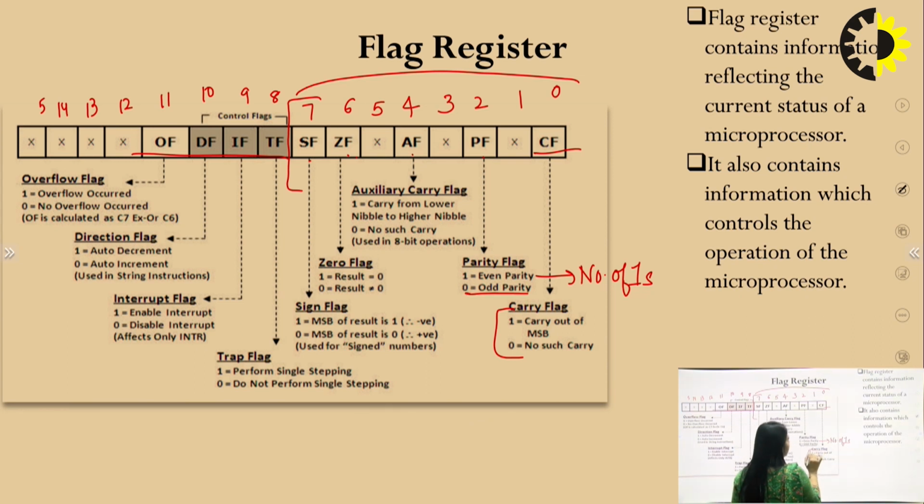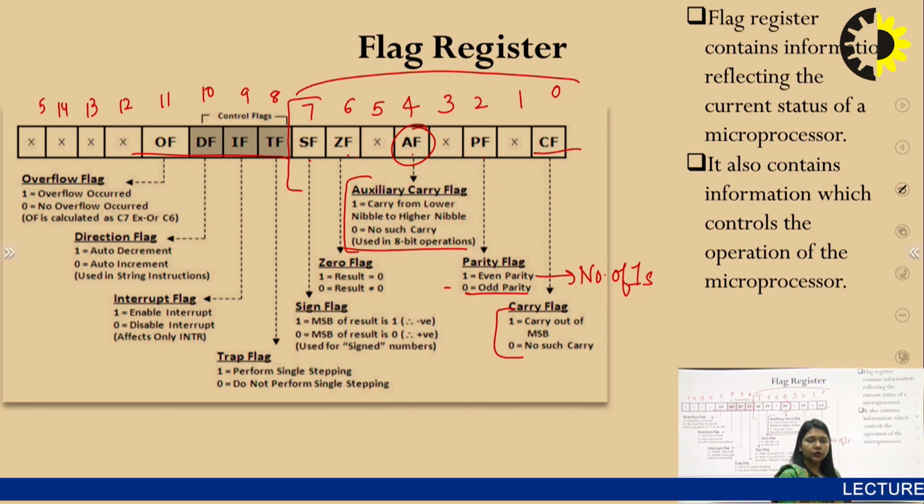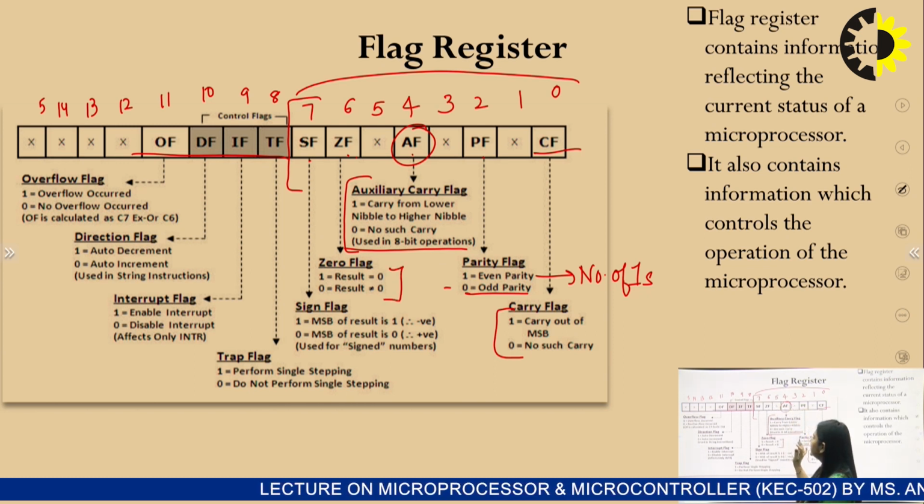And if the number of ones is odd, then it will be odd parity, meaning 0. This is the auxiliary carry flag. When the carry is going from the lower nibble to the higher nibble, which is used in 8-bit operations only, at that time the auxiliary carry flag will be active. So from D3 to D4, if a carry is going, at that time the auxiliary carry flag will be active.